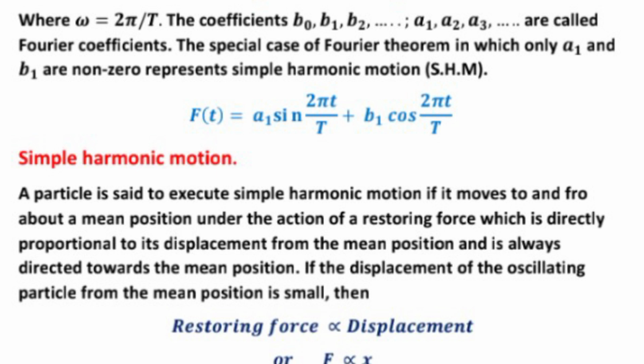Now the simple harmonic motion. What is simple harmonic motion? A particle is said to execute simple harmonic motion if it moves to and fro about a mean position under the action of a restoring force which is directly proportional to its displacement from the mean position and is always directed towards the mean position.